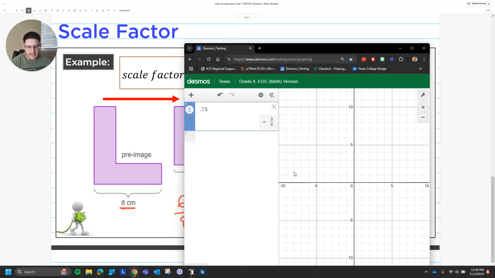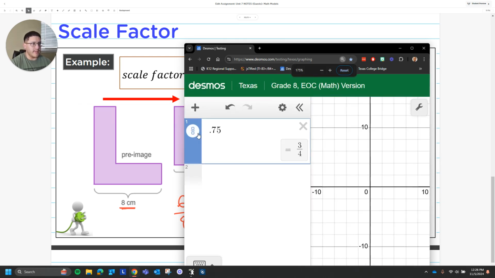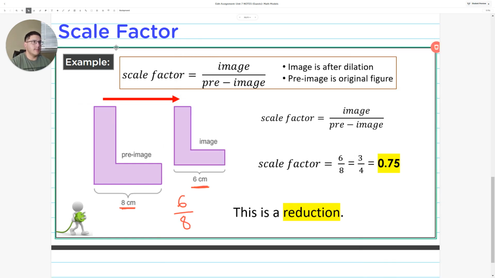Just to show y'all on the Desmos, if y'all were curious, if you type in 0.75 and then you click this fraction bar over here on the left, it will reduce the fraction for you if it ever calls for it. And there it is, 3/4. That's it for this example.